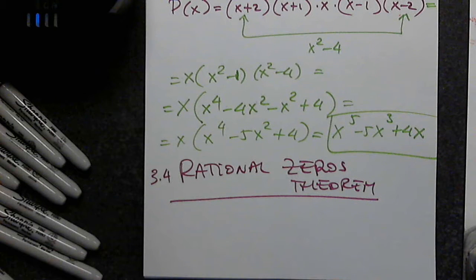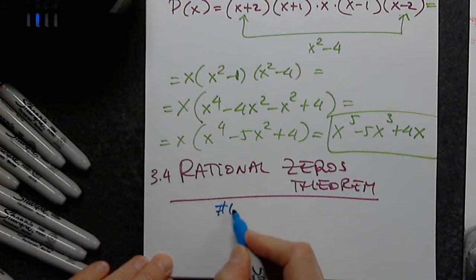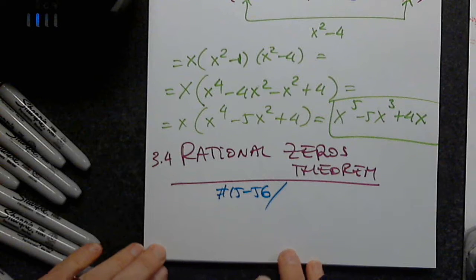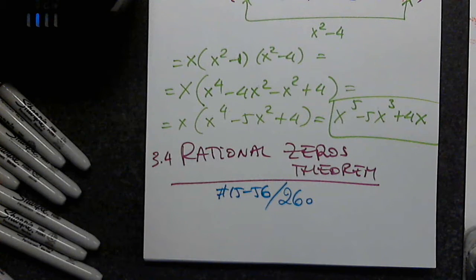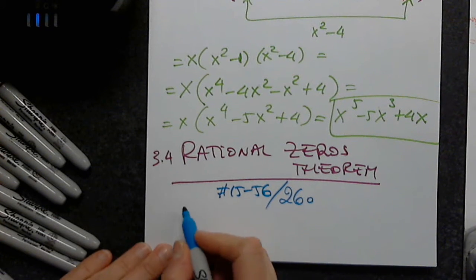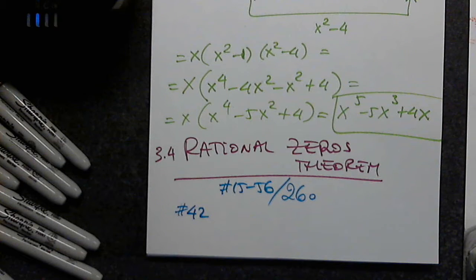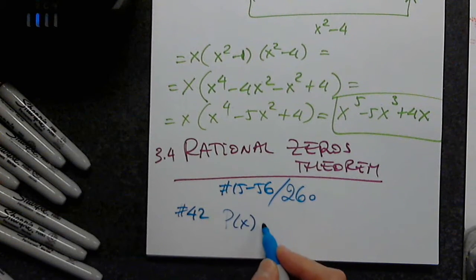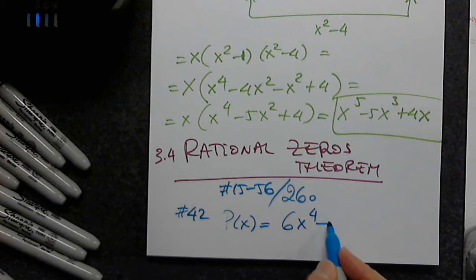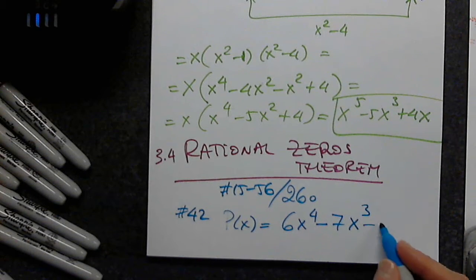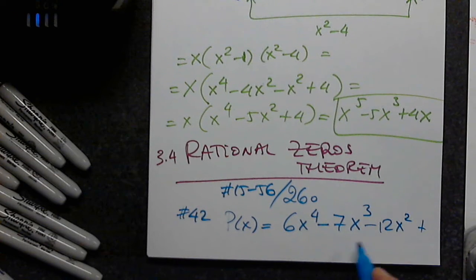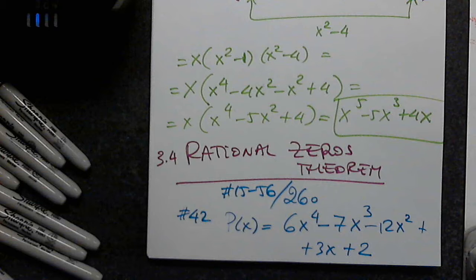And we can choose any problem you would like from 15 through 56 on page 260. Which one? 42. Actually, I was just looking at 42. That's funny. Okay, 42. P of x equals 6x to the 4th minus 7x cubed minus 12x squared plus 3x plus 2.